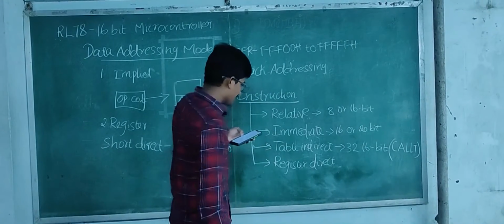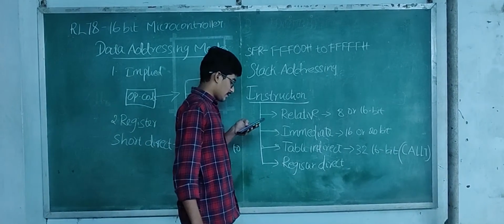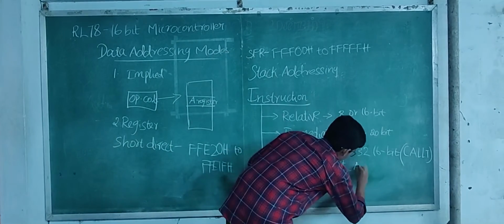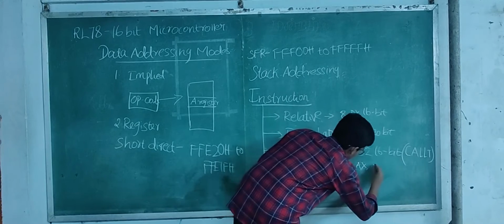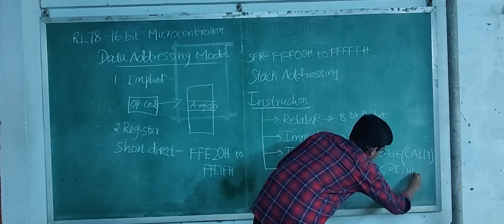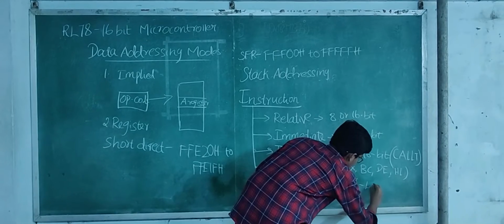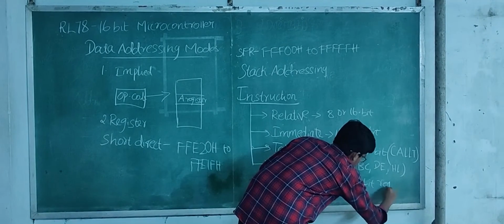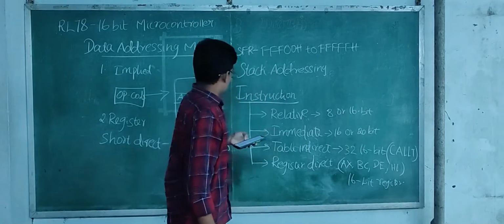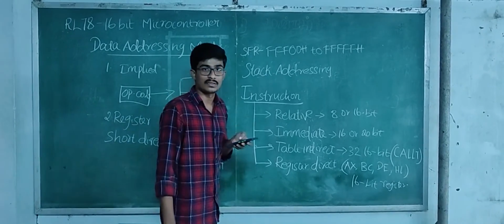Next one is the register direct addressing mode. It loads the PC with the contents of the control shift register concatenated with a register pair: AX, BC, DE and HL. These are the 16-bit registers. That's all about the RL78 16-bit microcontroller's addressing modes. Thank you.